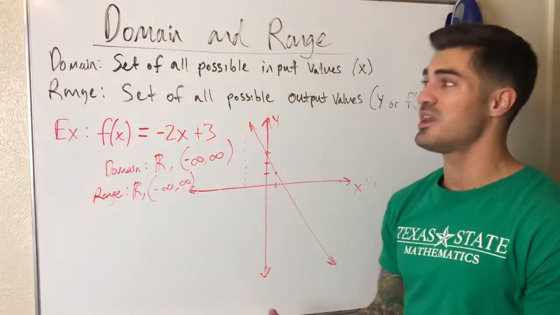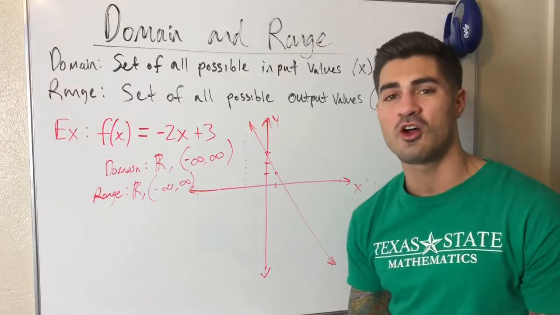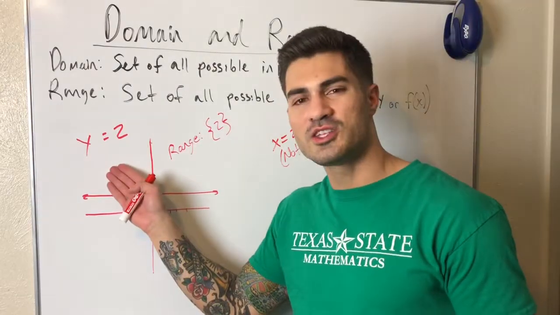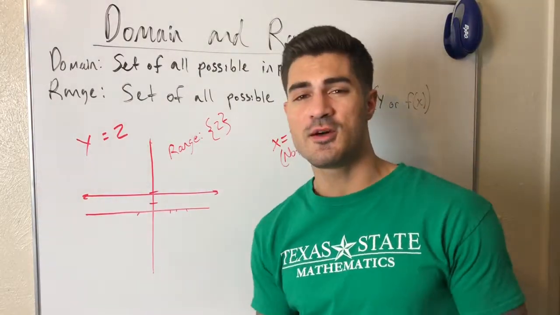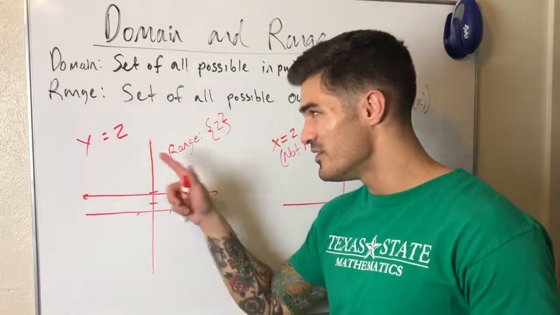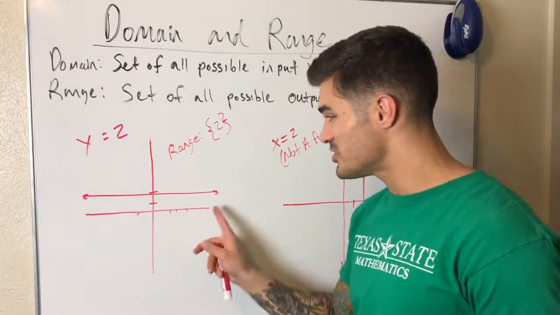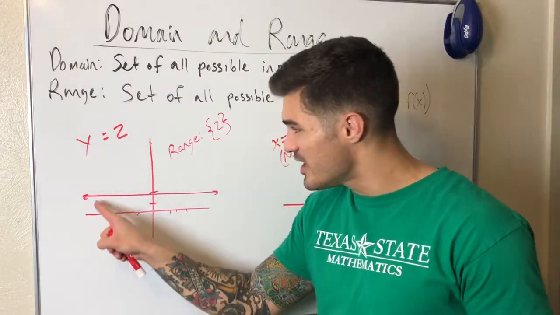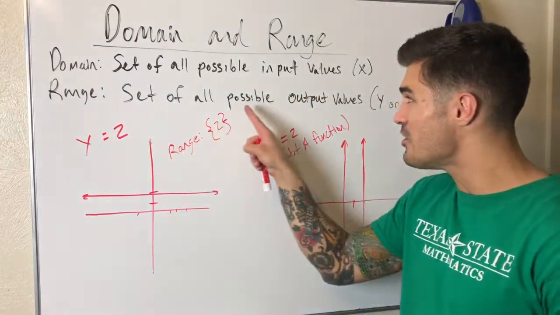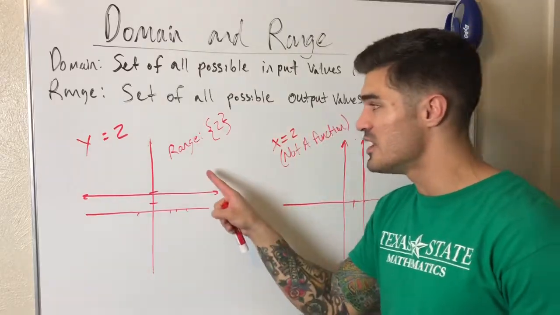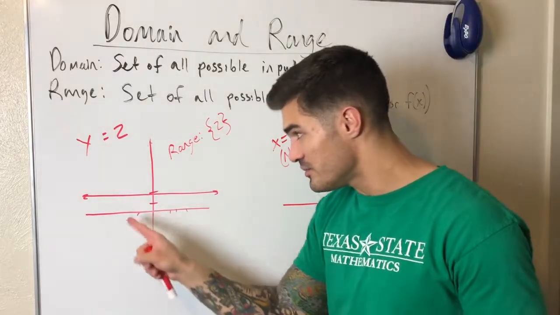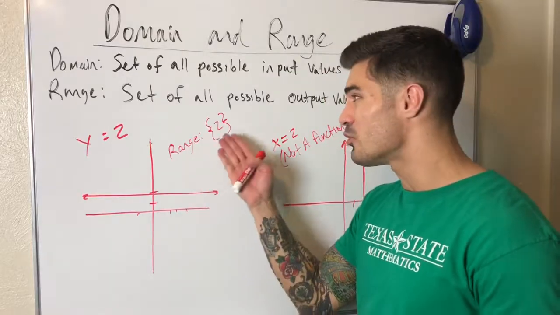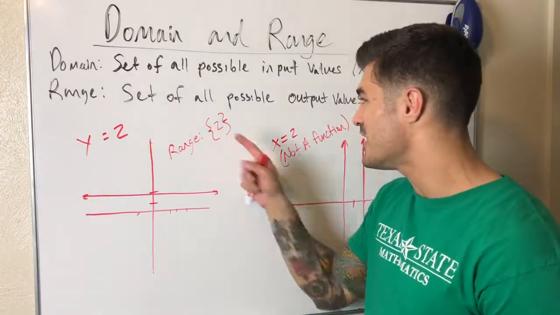So let's go ahead and look at the case where the range is not all real numbers. Okay, so if we're given y equals some constant, any constant, this is the case where the range does not equal all real numbers, right? No matter what I plug in for x, I get 2. So my set of all possible output values is just 2 infinitely many times. But when we have a set, we don't repeat the elements in a set. We just write range as 2.